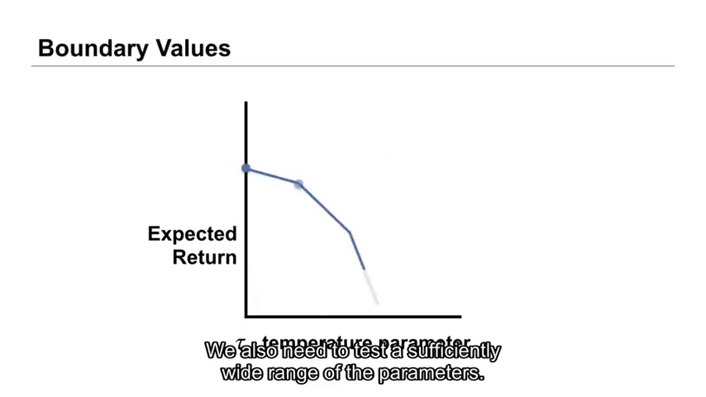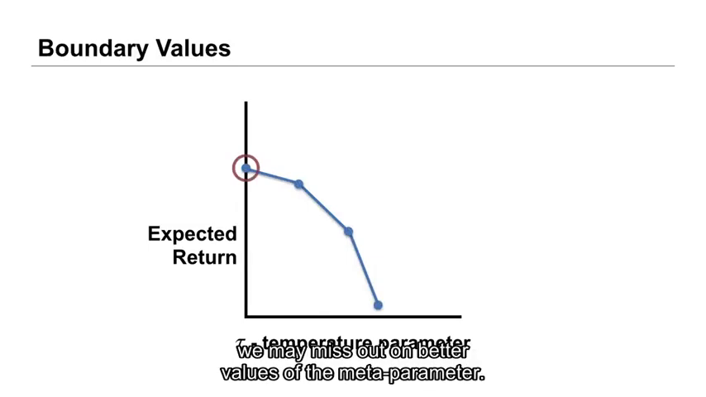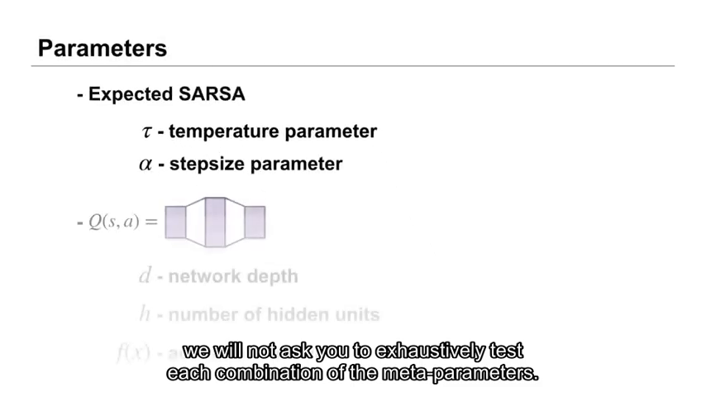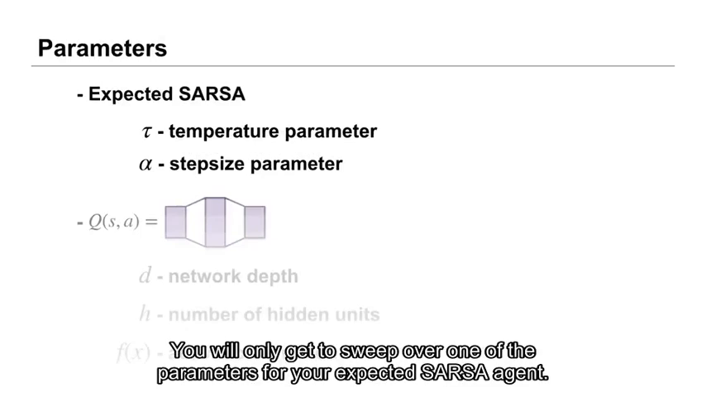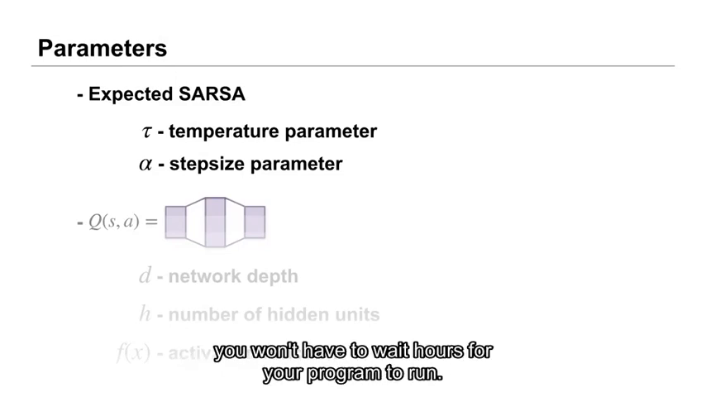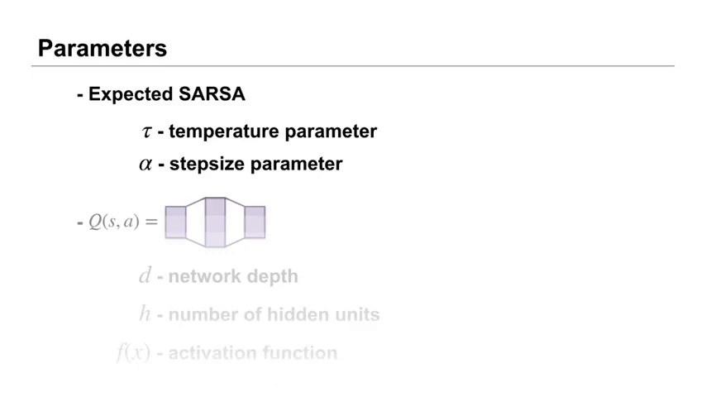We also need to test a sufficiently wide range of the parameters. If we choose a range where the best value is at one end of the range, we may miss out on better values of the metaparameter. Don't worry, we will not ask you to exhaustively test each combination of the metaparameters. You will only get to sweep over one of the parameters for your expected SARSA agent. That way you will gain some experience doing a parameter study, but you won't have to wait hours for your program to run. We will suggest good values for the remaining parameters.